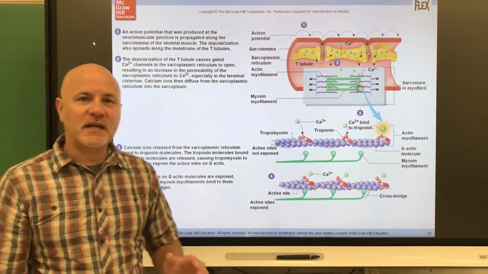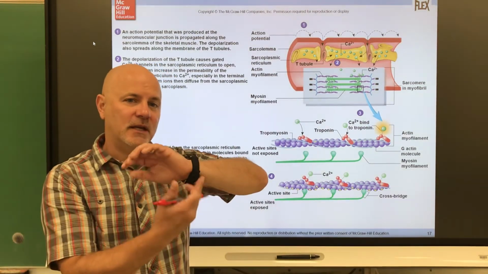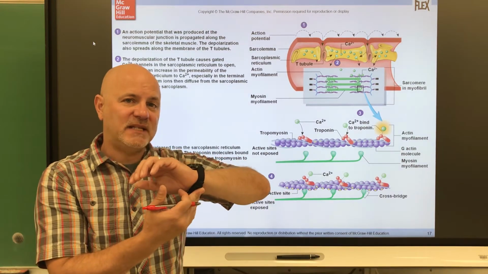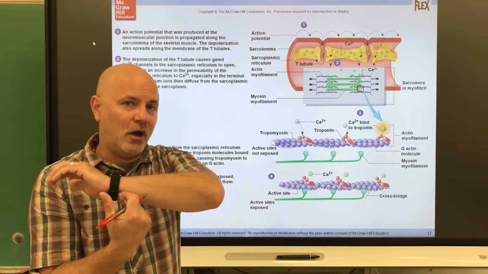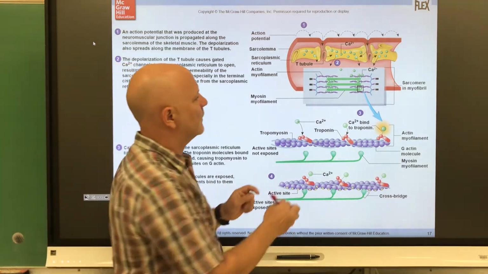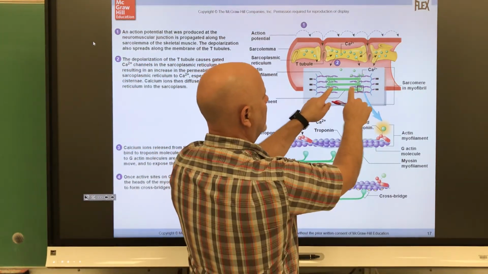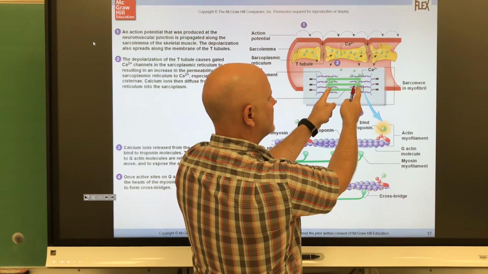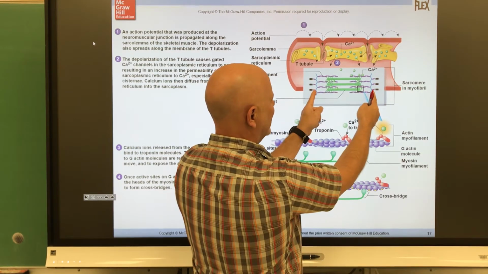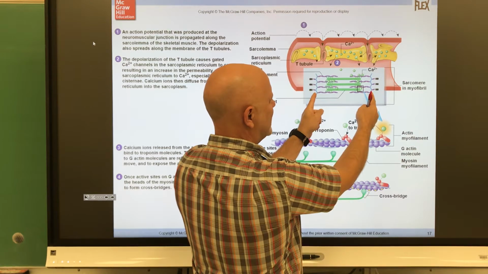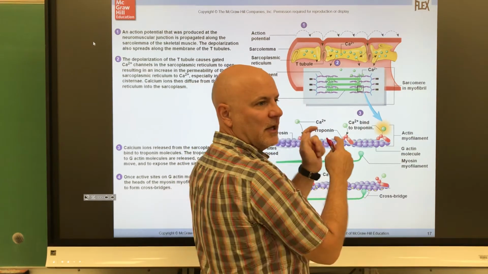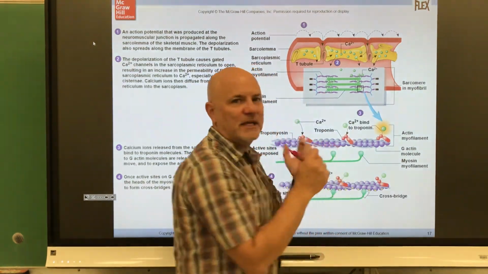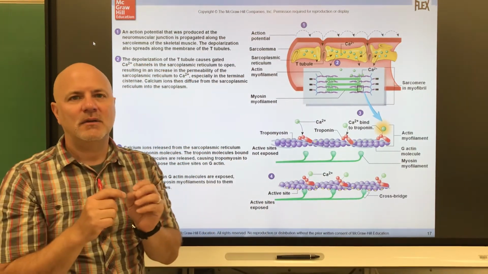Okay, so what's going to happen next here is that myosin, now using ATP, is going to pull on that actin myofilament. Here's our actin myofilaments, here's the myosin. Myosin grabs and pulls on it, and that's going to get these Z discs to come closer together. And when those Z discs come closer together, that is a muscle contraction.